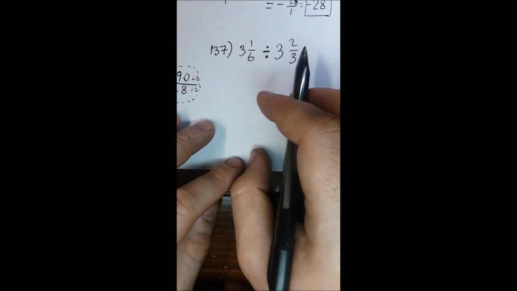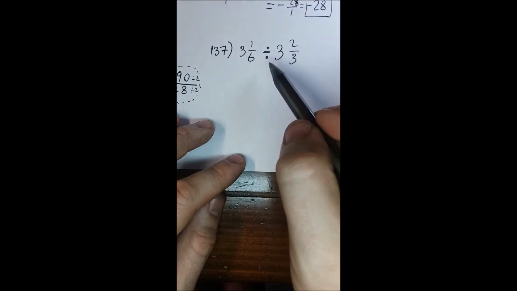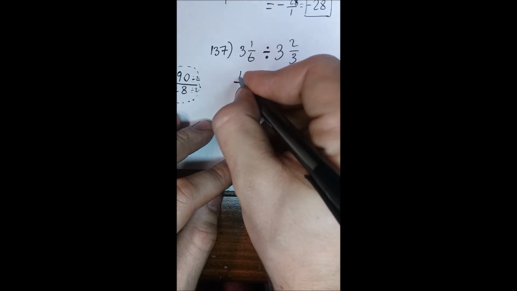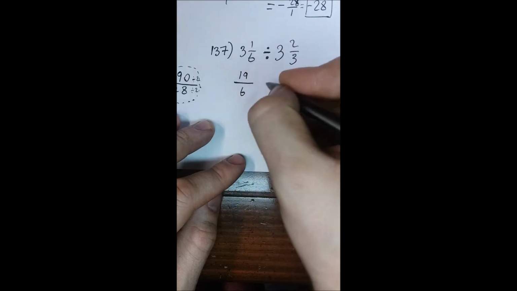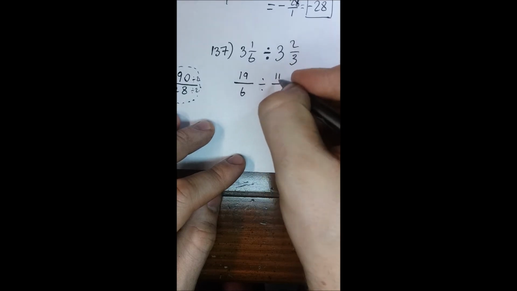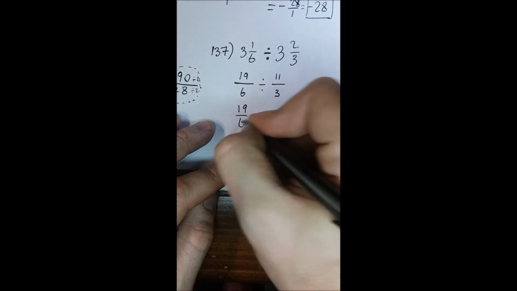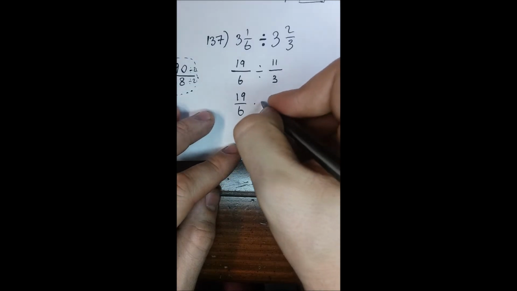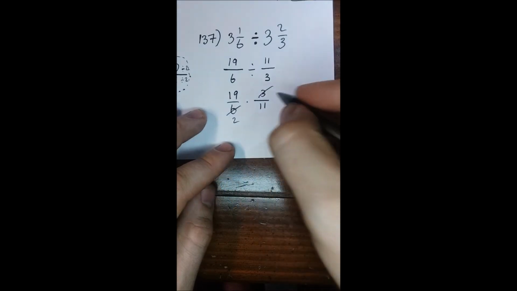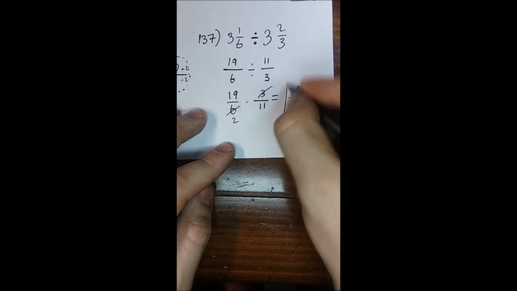And the last question for this section is, again, division of mixed numbers. So 3 and 1/6. 3 times 6 is 18, plus 1 is 19 over 6, divided by 3 times 3 is 9, plus 2 is 11 over 3. Then dividing by 11 over 3 is the same thing as multiplying by 3 over 11. 3 and 6 can be canceled out. The answer is 19 over 22.